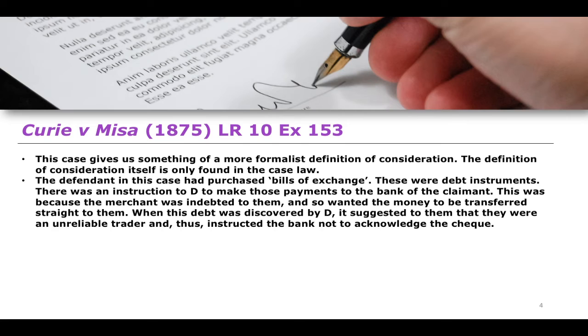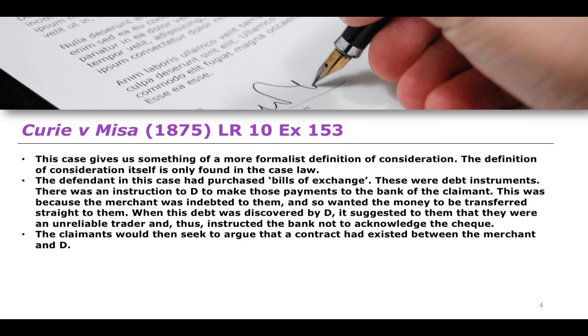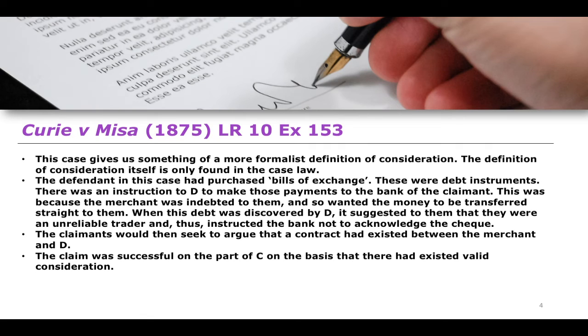When this debt was discovered by the defendant, it suggested to them that they were an unreliable trader, and so as a result of this newly found information, they instructed the bank not to honour the cheque itself. The claimants would then seek to argue that a contract had actually existed between them and the merchant, and that this would have breached the contract in question. The claim was actually successful on the part of the claimant on the basis that there had existed a valid consideration in this particular contractual arrangement.